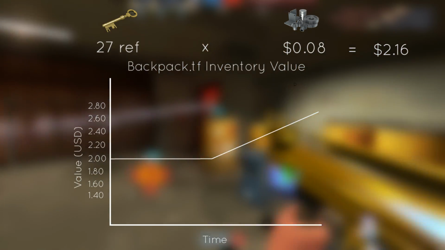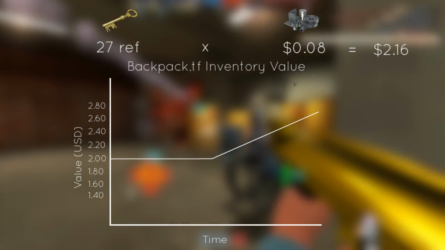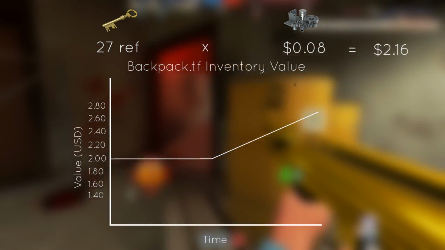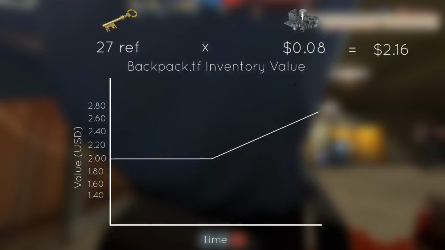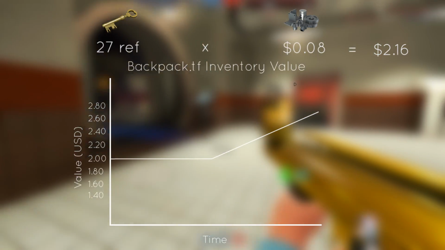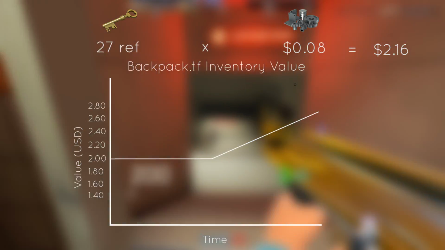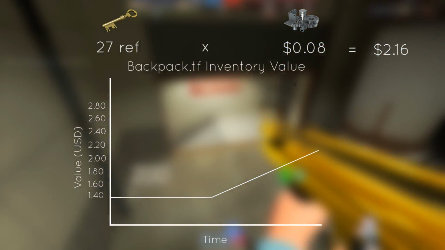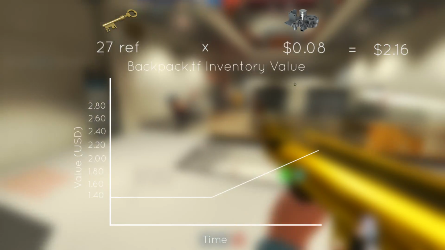You see, when refined metal loses value, it doesn't lower people's backpack values like you might expect. In this theoretical backpack, it will display that the inventory is now worth $2.16, but instead of seeing the last point go down like it normally would, the entire graph shifts down. What? Yeah, you should be just as confused as I am.